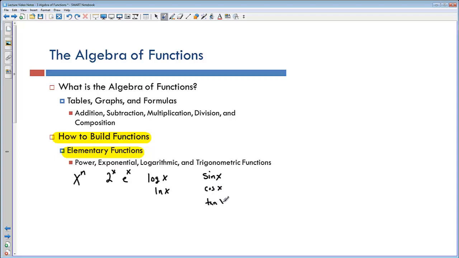So most of the functions we work with are made from one of these 4 types of functions, and the way we make new functions is we sort of add, subtract, multiply, divide them, and then also compose them, composition.